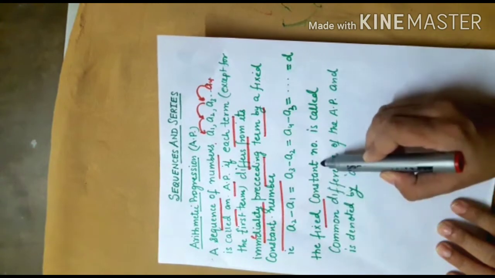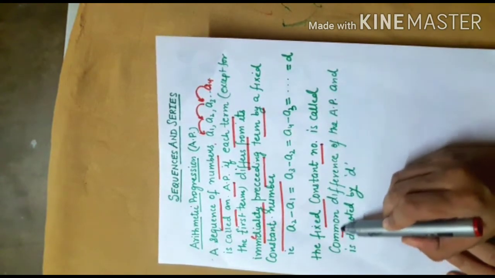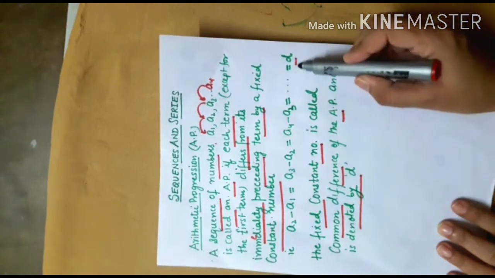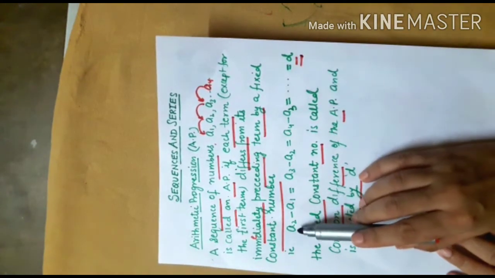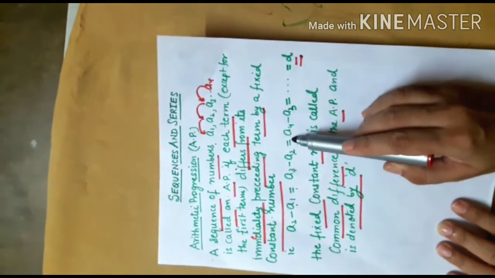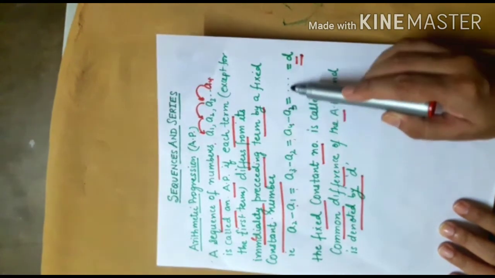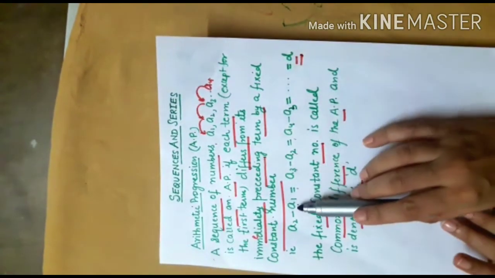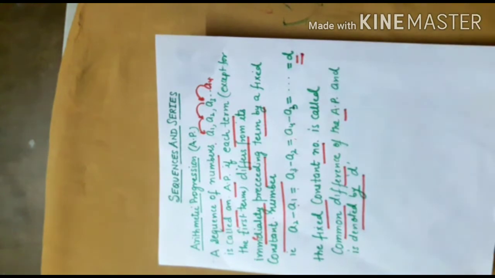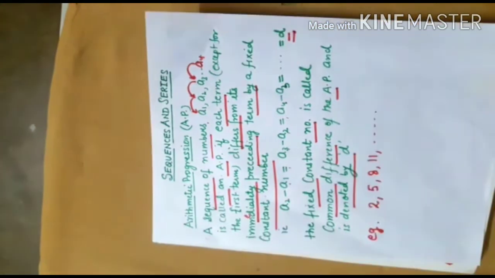Here the fixed constant number is called the common difference of the AP and is denoted by D. So if A2 minus A1 is equal to A3 minus A2 is equal to A4 minus A3 and so on, if each of these differences is equal to D, a fixed number, then we say that sequence is an arithmetic progression.